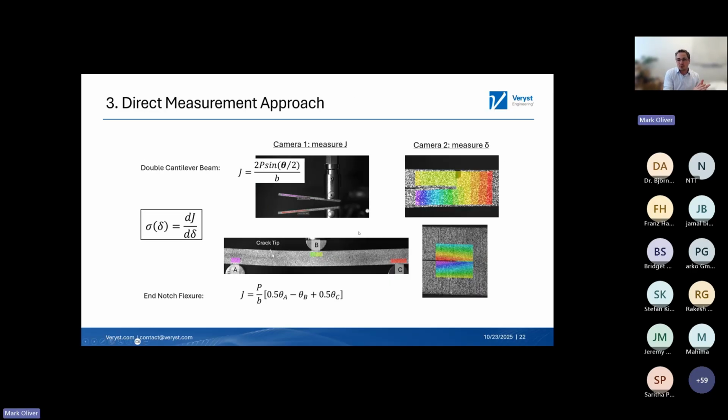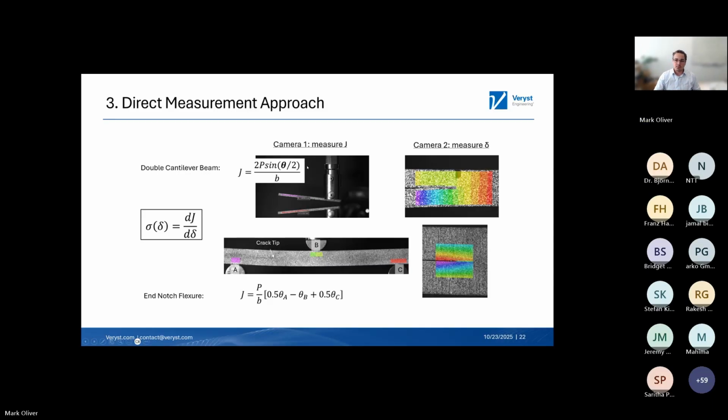All right, so the third approach, which is really our go-to whenever possible, is to directly measure the traction separation law. And you can do that using standard fracture mechanics test specimens. The traction separation law, sigma as a function of delta, is defined as the derivative of the J integral with respect to the crack tip separation. So if we take the double cantilever beam test, which if you've done any adhesive testing, you're quite familiar with.